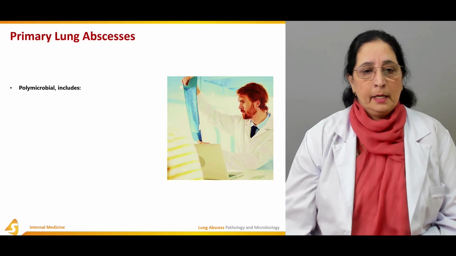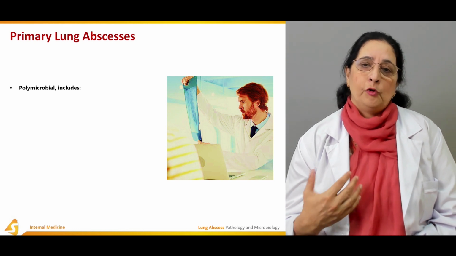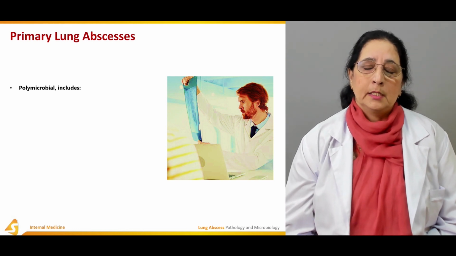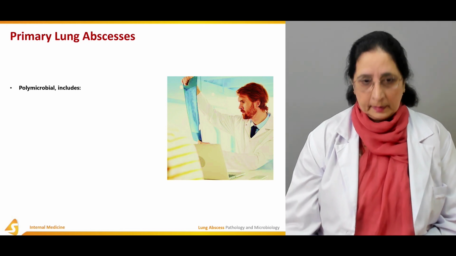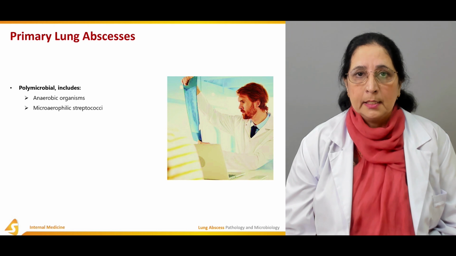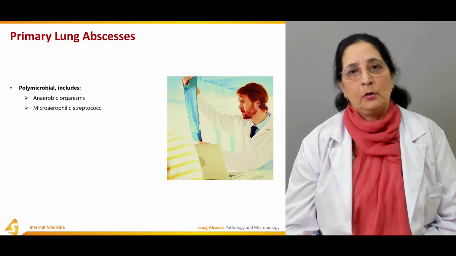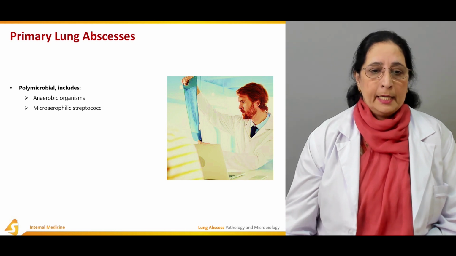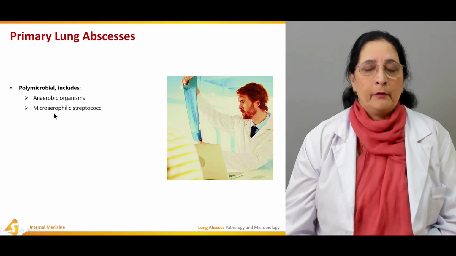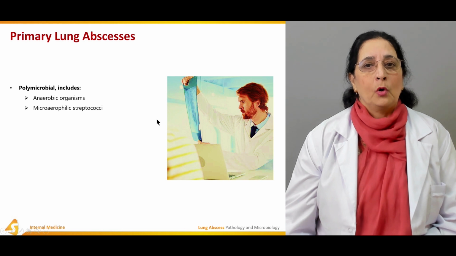Next, some microorganisms that can cause the primary lung abscess. We have the anaerobic organisms. We already know anaerobes mainly cause the primary lung abscess. And then also microaerophilic streptococci.